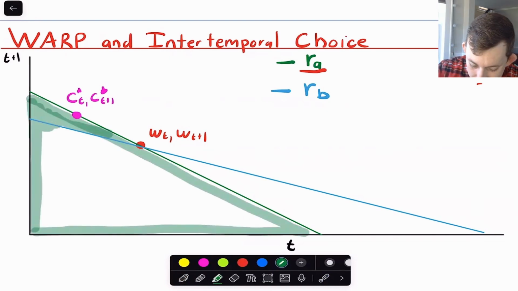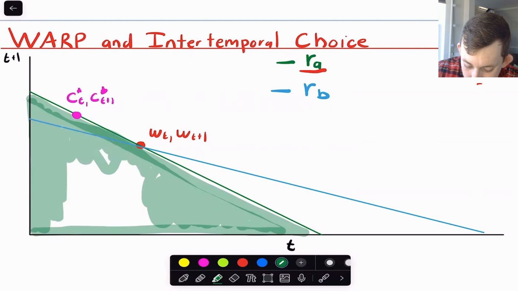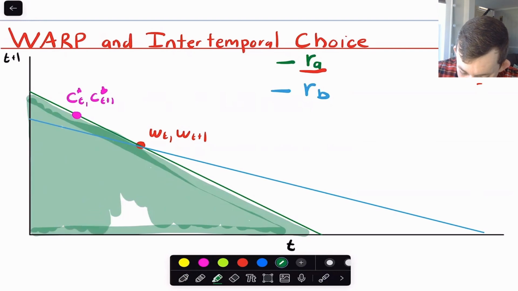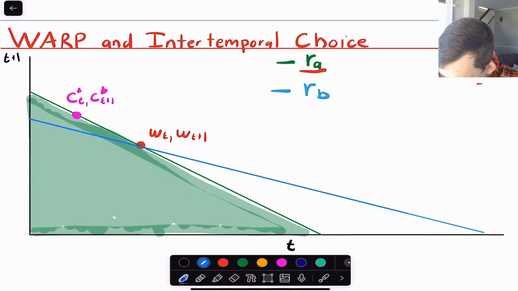So this shaded area, which I'm just highlighting really quickly and not doing a great job, this whole highlighted area are options that you could have picked before but chose not to because they were affordable to you, but you didn't choose them. Instead, you chose that pink point, C_t+1. So now what's going to happen is if the interest rate were to change and become this blue line right here, which maybe I'll draw again just so it's a little brighter. So here's this blue line. This is the new interest rate.